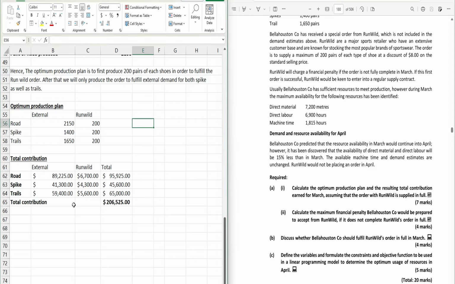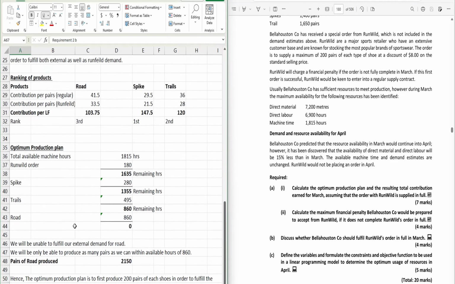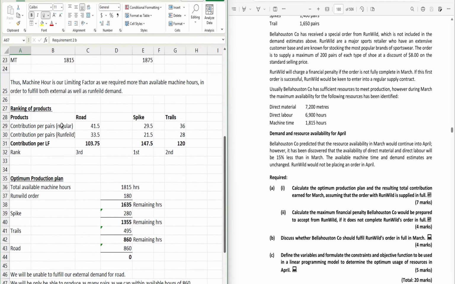Now come to requirement 2b. The question is asking what is the maximum financial penalty that the company would be prepared to accept from Run Wild if it does not complete the Run Wild order in full. So here for requirement B, you need to do some calculation as well.